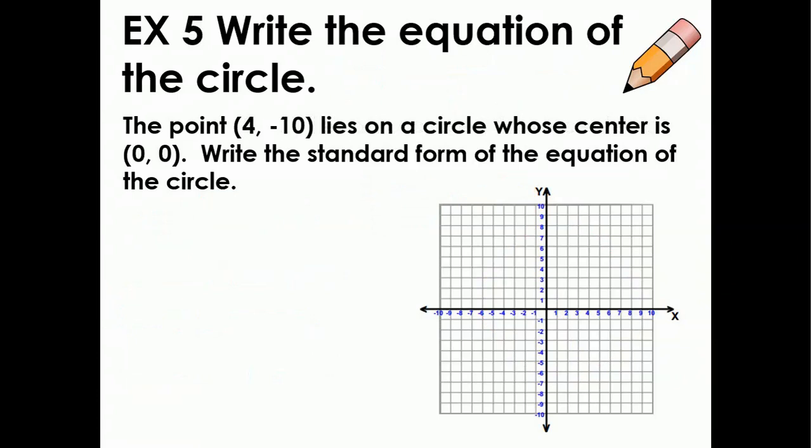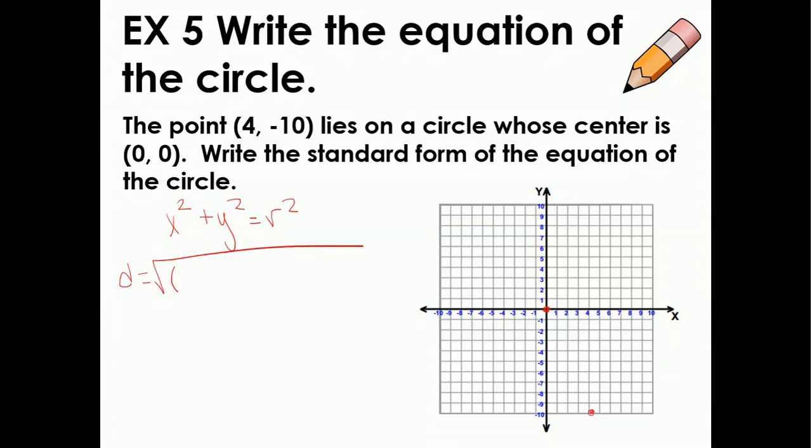Let's look at one more like this. So I got a point of (4, -10), and my center is (0, 0). So I got (0, 0) right here, and (4, -10) for my dot. So if I start writing my equation, I know it's going to be x minus 0 and y minus 0, right? So I know it's going to be x² + y² = r². Don't know our radius again. Let's find it. So I'm going to use my distance formula.